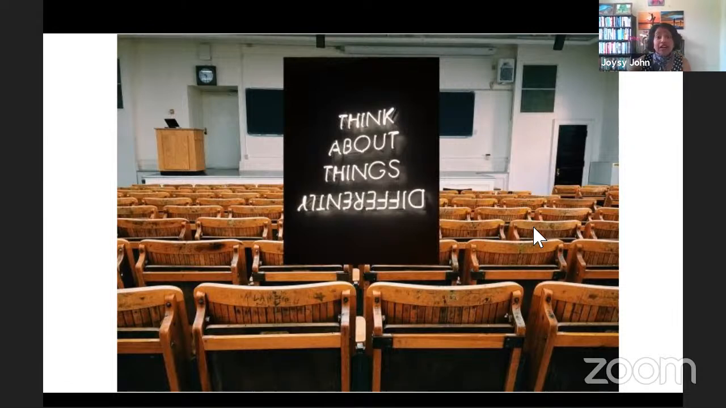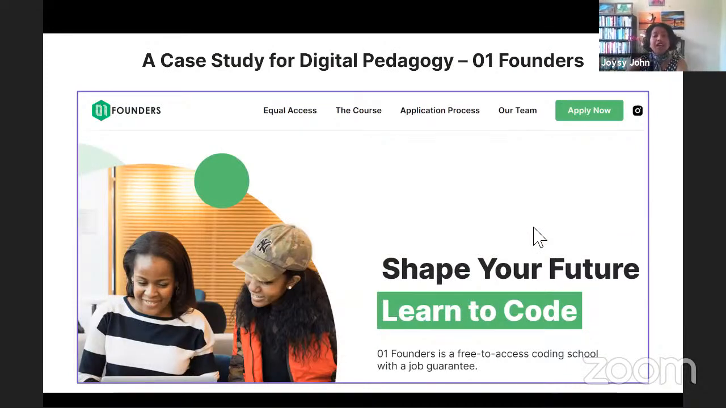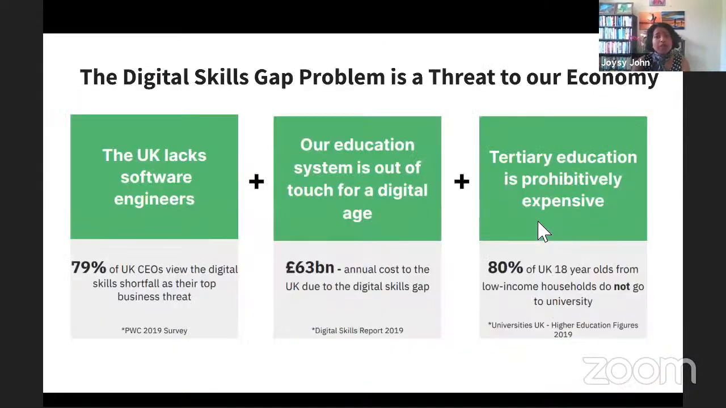So I'm going to just share a specific case study of 01 Founders. This is a new venture that has been launched by Founders Forum, 01 Talent, and Capital City College Group, where we are taking learners, anyone above the age of 18. There is no prior experience required for coding skills. As long as you have the right attitude, and motivation and resilience to learn, this is tuition-free learning with a job guarantee. So what's the problem that we're trying to address?